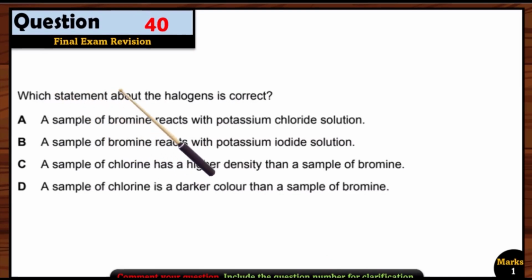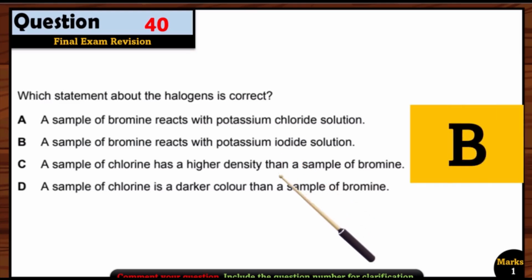Let's see question 40. Which statement about the halogen is correct? So remember, halogens are the group 7 elements. A sample of bromine reacts with potassium chloride solution. So can it react? No, because we have chlorine over here, right? And bromine is less reactive. A sample of bromine reacts with potassium iodide solution. Yes, that's right, because bromine is above iodine. So bromine is more reactive than iodine. So that's why it can react with potassium iodide. So option B is the right option here.